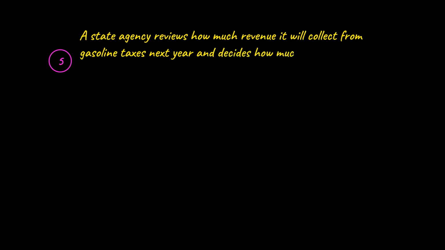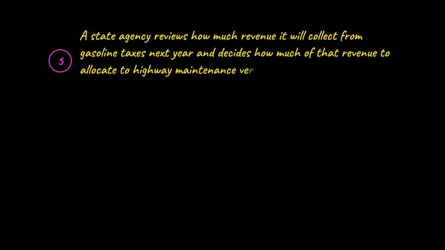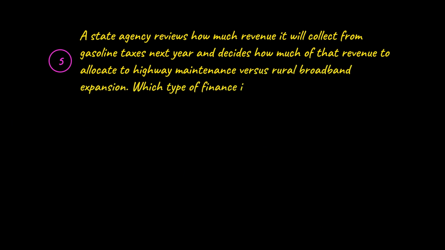Question 5. A state agency reviews how much revenue it will collect from gasoline taxes next year and decides how much of that revenue to allocate to highway maintenance versus rural broadband expansion. Which type of finance is the agency practicing?